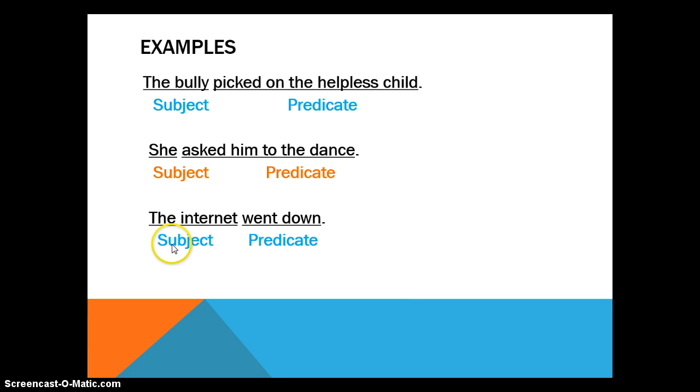The subject of this sentence is the internet, and the predicate is went down. The predicate is went down because this is the action. This is what happened to the internet. The internet is the subject. This is what this whole sentence is about.